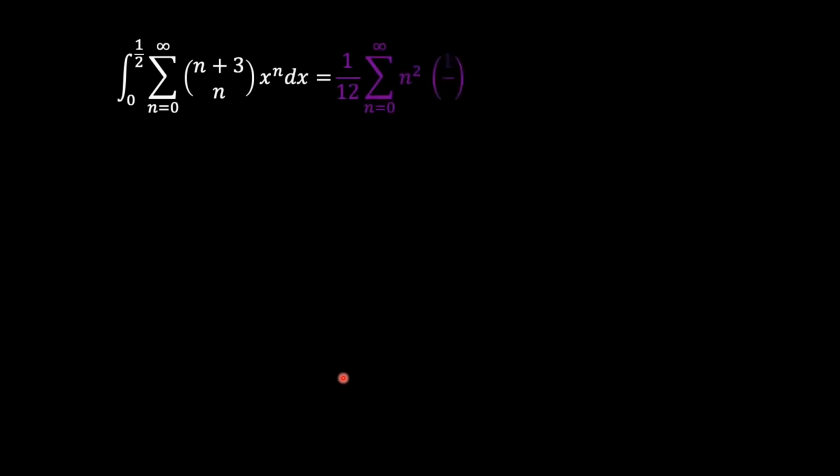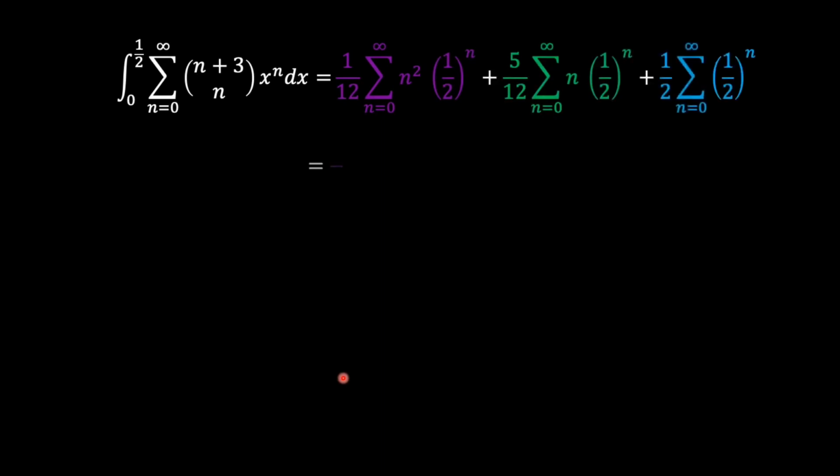So our integration, which is a little bit more complex, is the purple plus the green plus the blue. And the purple has been found to be a half. So a half, the green was found to be 5 over 6, and the blue was found to be 1. So adding those things up, we get 3 plus 5 plus 6 over 6, and that is 14 over 6, which is 7 over 3. And that is our final answer.